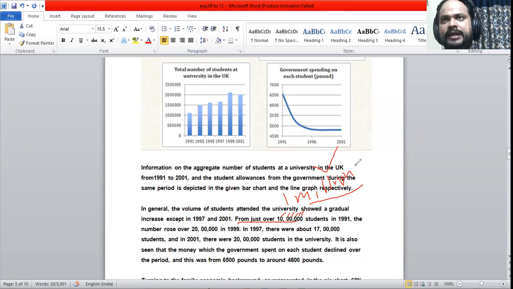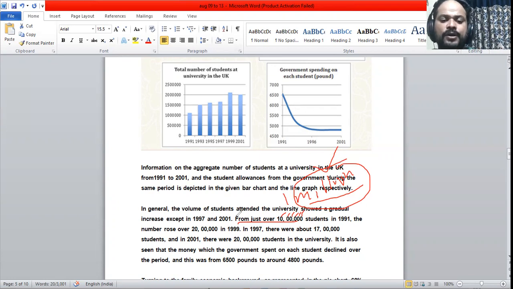I can write million because it is 1 million. I have not written that just because this will be adding one more word to my word count. So I have not done that. From just over, so you can go in either way, either in figures or in words, you can do that.